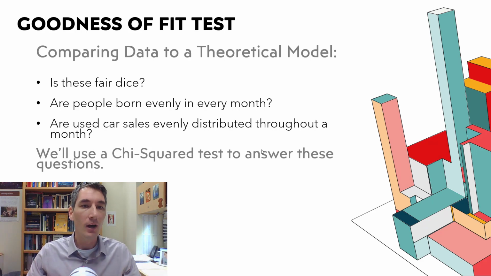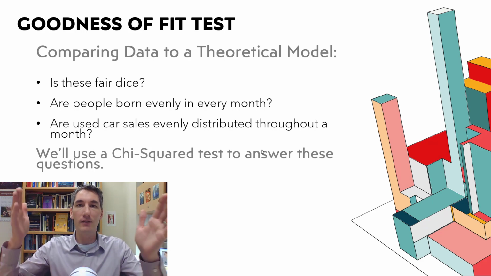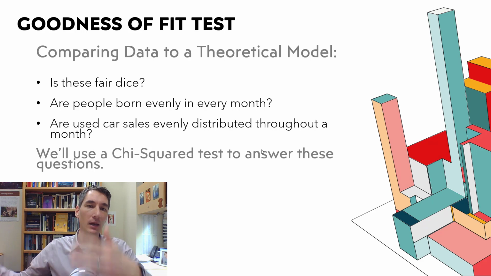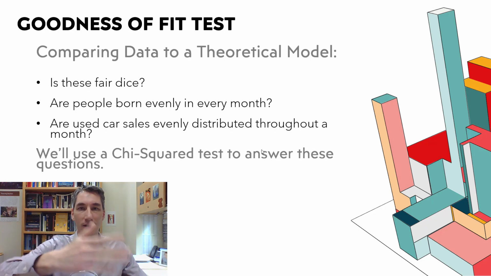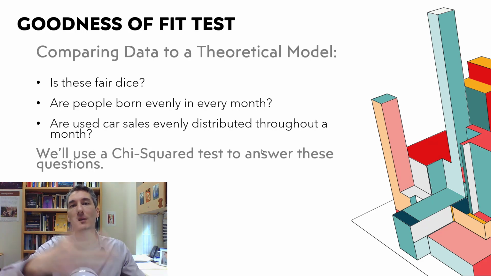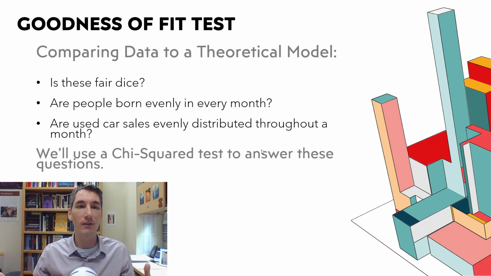So for example, are these dice fair? Are people born evenly in every month? If people were born evenly every month, you would have the same number of babies in January, February, March, April, May, etc. And we can test whether that's the case or not. Are used car sales evenly distributed through the month? Are the same number sold at the beginning of the month as at the end of the month? That kind of thing.